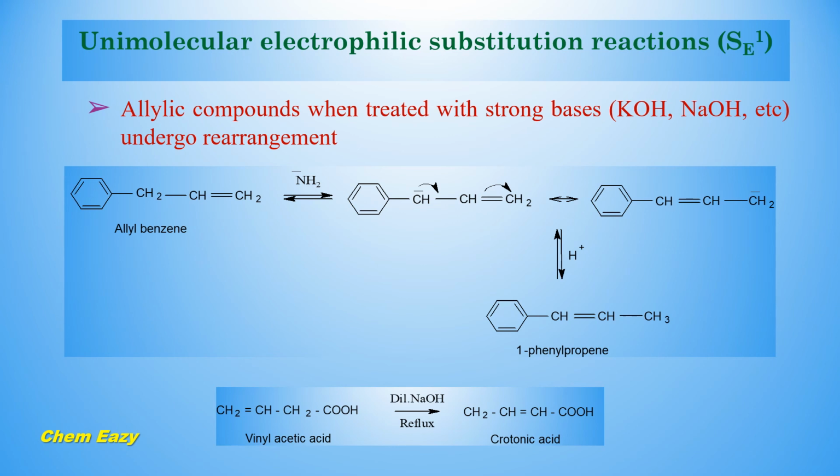When allylic compounds are treated with strong bases like sodium hydroxide or potassium hydroxide, they follow the SE1 mechanism and undergo rearrangement. For example, allyl benzene on allylic rearrangement produces 1-phenylpropene as a rearranged product, and vinyl acetic acid on rearrangement produces crotonic acid.